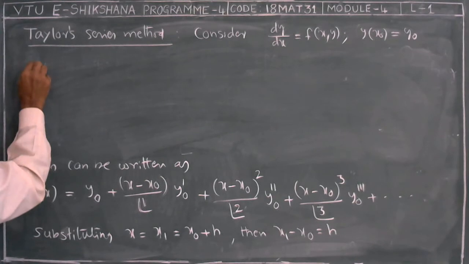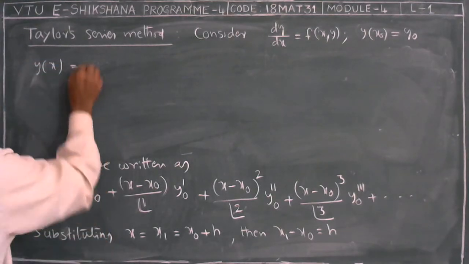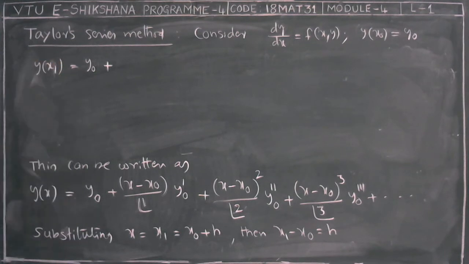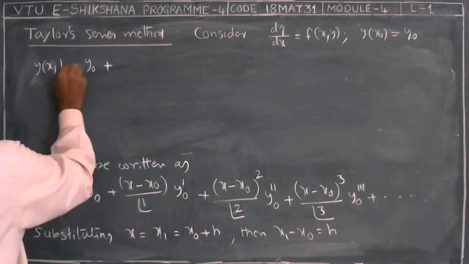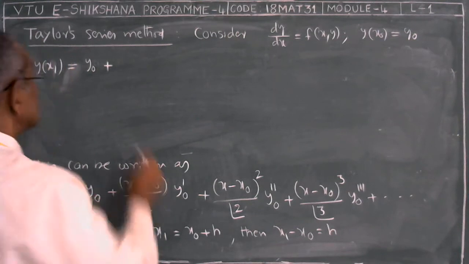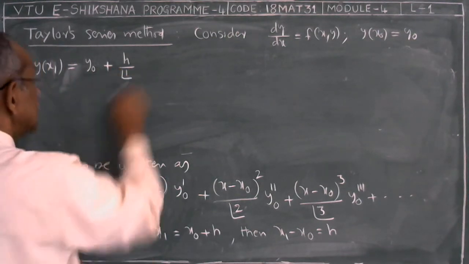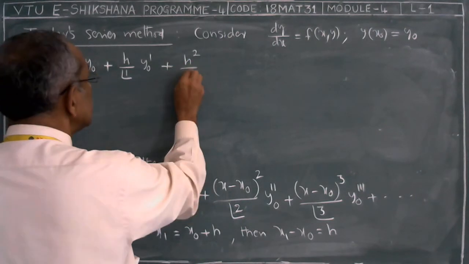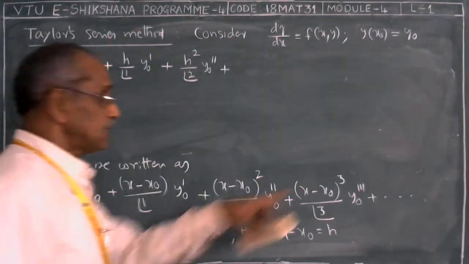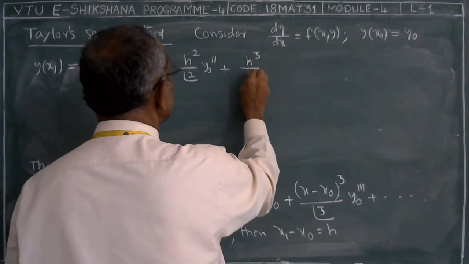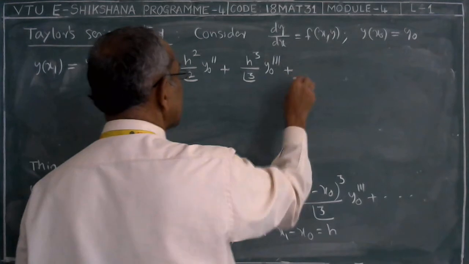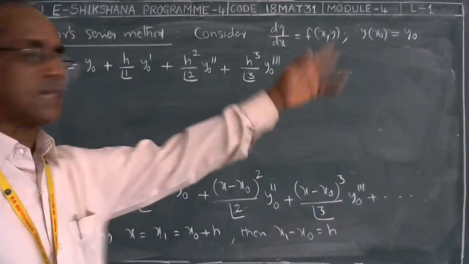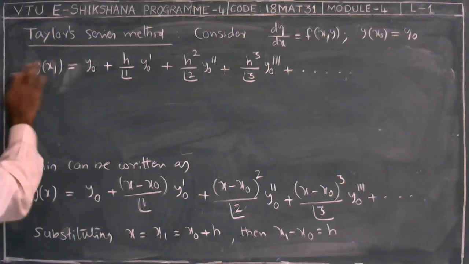So then y of x is equal to y naught when x is x1. So y of x1, x is x1 here, is equal to y naught plus x1 minus x naught, which is h, divided by factorial 1 into y naught dash, then x1 minus x naught whole square, that is h square divided by factorial 2 into y naught double dash, then this will become h cube divided by factorial 3 into y naught triple dash. Next is h power 4 by factorial 4 y naught fourth derivative evaluated at x is equal to x naught, etc. So let me call y of x1 as y1.